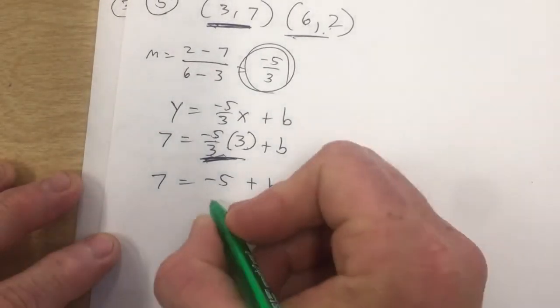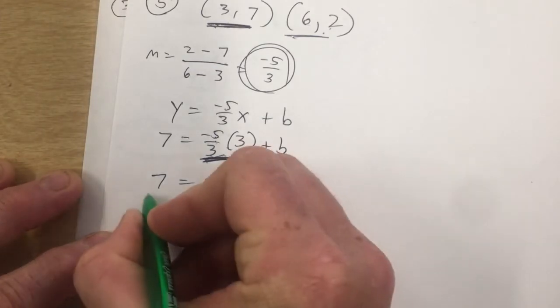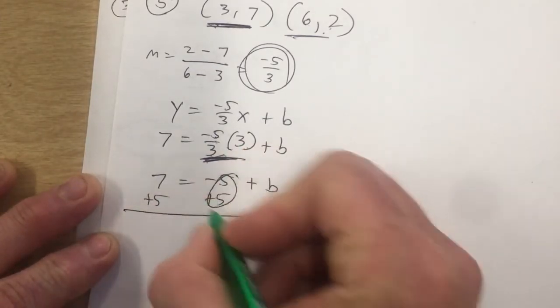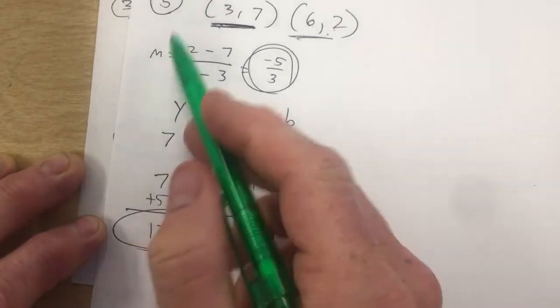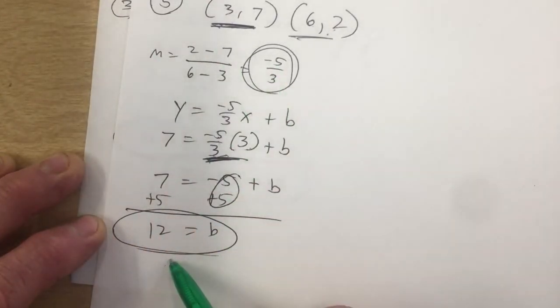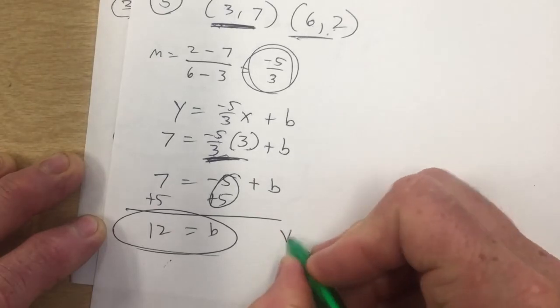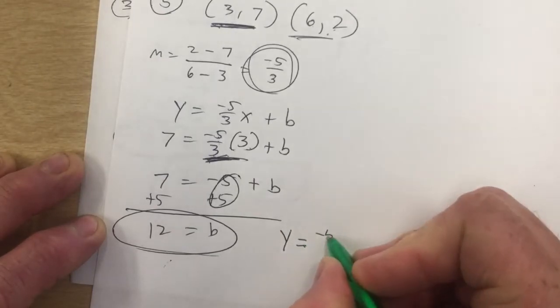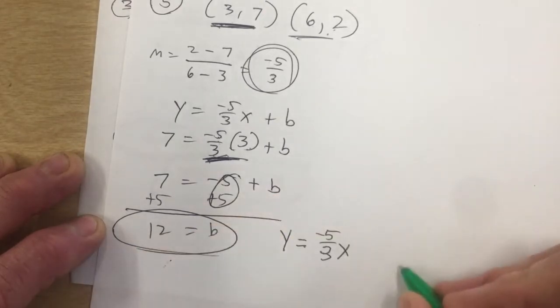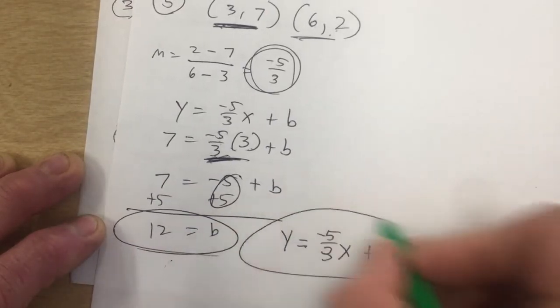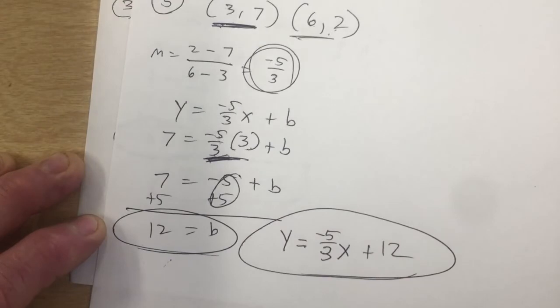All right, so I'm going to add 5 to make this go away, and b equals 12. There's my y-intercept. So there's my slope, there's my y-intercept. So that means this equation is going to be y equals negative 5 over 3 times x, and then plus 12. There's my equation of the line.